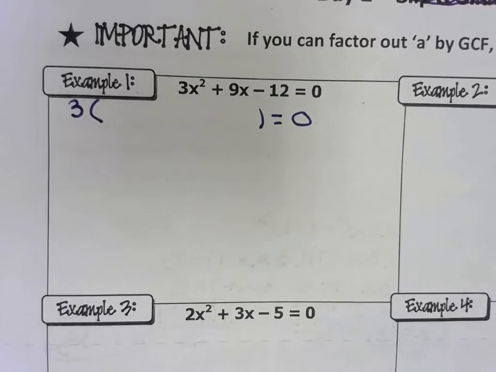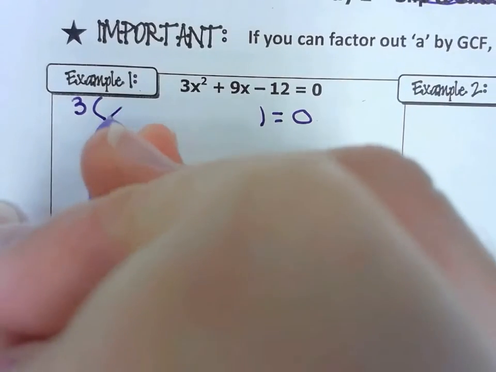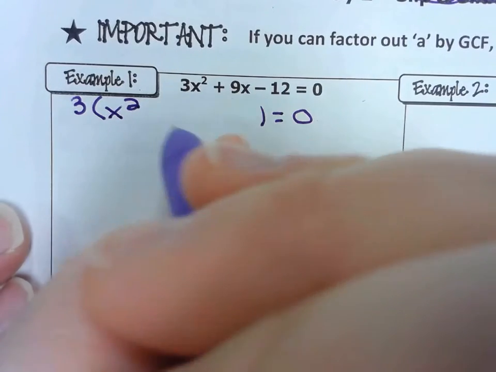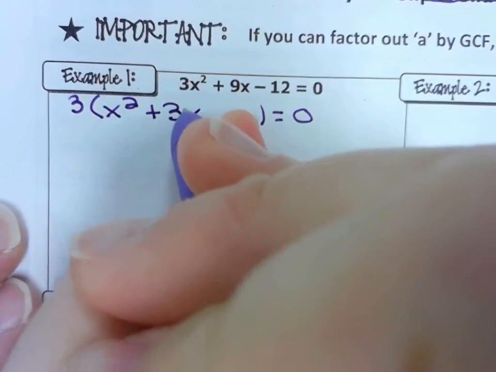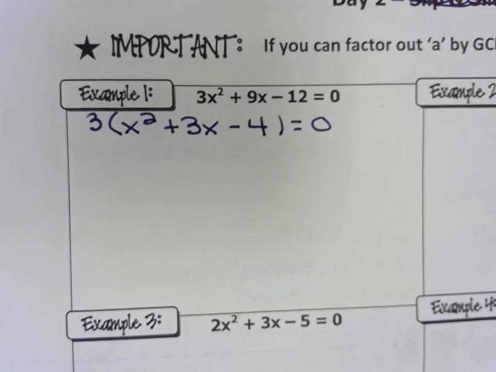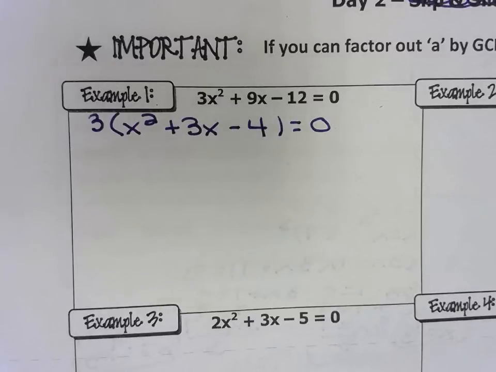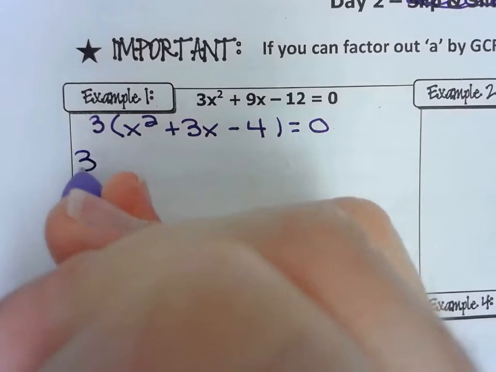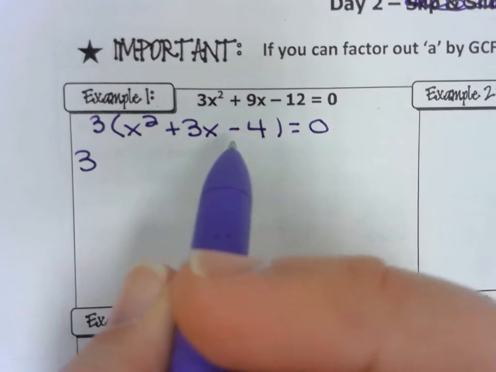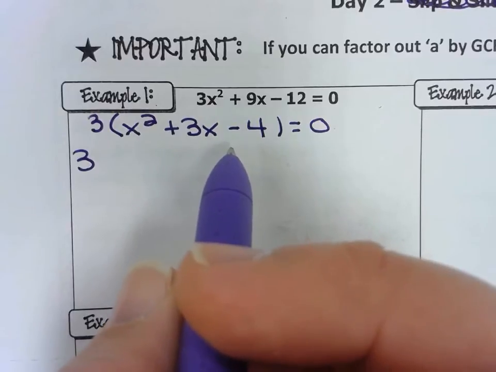If I take out a 3, let's see what's left. 3 times what gives me 3x squared? 3 times what gives me 9x? And 3 times what gives me negative 12? Negative 4. So make sure you actually write out what's left when you take out the GCF before you try to do 2 parentheses. Now, I have a 3 out front, so I need to look inside my parentheses and try to factor that part: x squared plus 3x minus 4, another step.